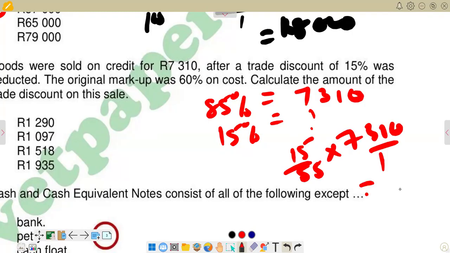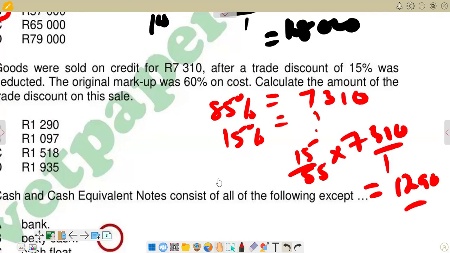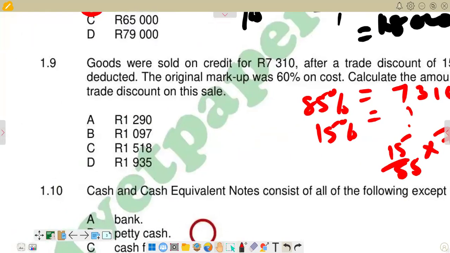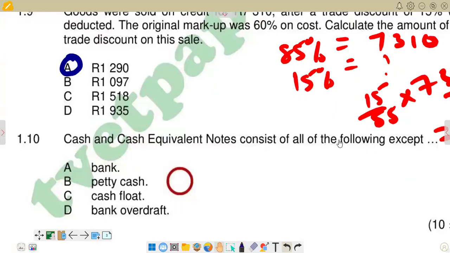And the answer that we got there was 1,290. So if you check there, see that we have it on A. So there we have got it on A. So we're saying A is what's appropriate. Then 1.10 indicates that cash and cash equivalents not consist of the following except.